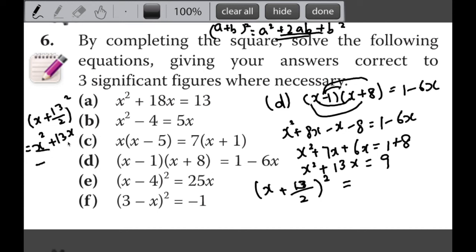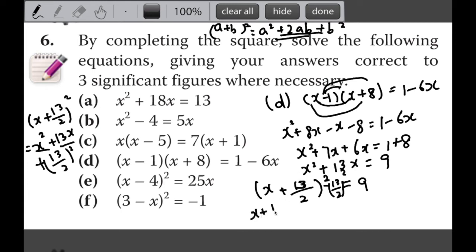Okay, so that's how I get my x squared and 13x. See, I get back my x squared and 13x. But don't forget, in this expansion, you will still have a plus b squared, which is 13 over 2 squared. So this is the extra term that you don't want. So at the back, you minus away 13 over 2 squared, still equals to 9. So this expression is exactly the same as this. They are just different in the way they look.